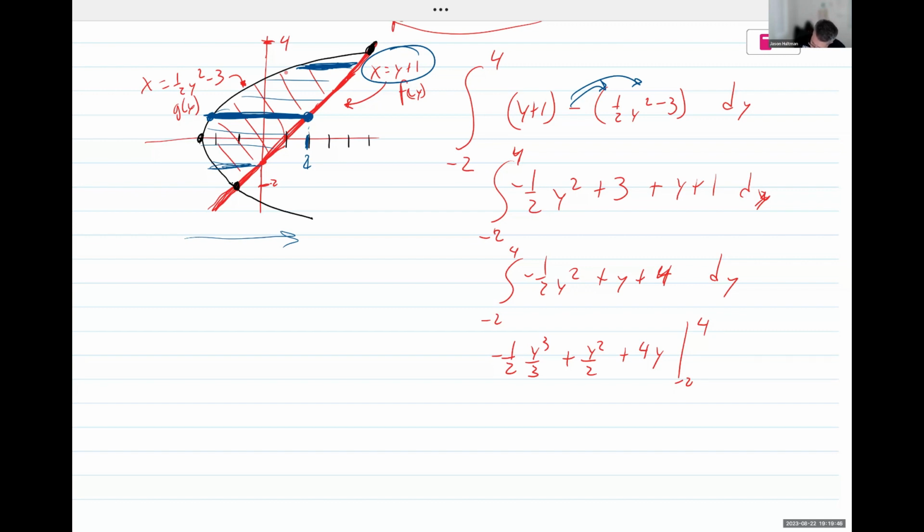So this becomes -1/6 times 4 cubed plus 1/2 times 4 squared plus 4 times 4, minus, -1/6 times -2 cubed plus -2 squared over 2, plus 4 times -2.